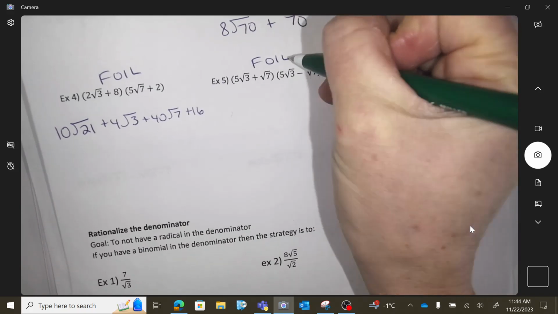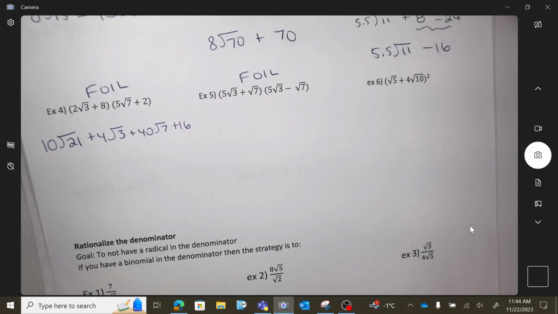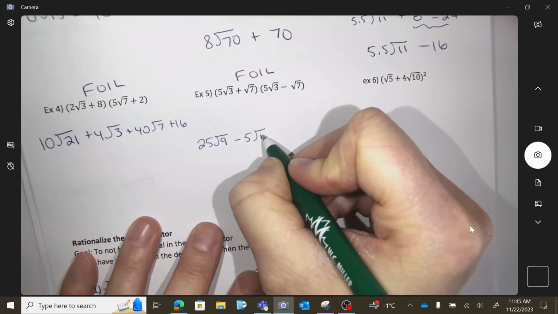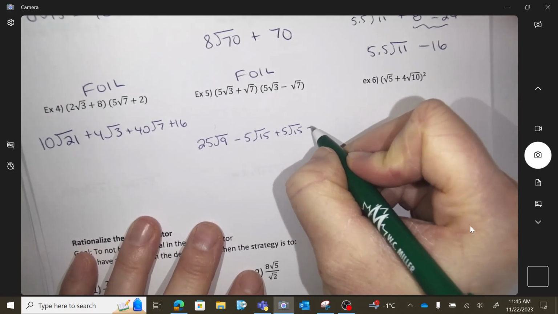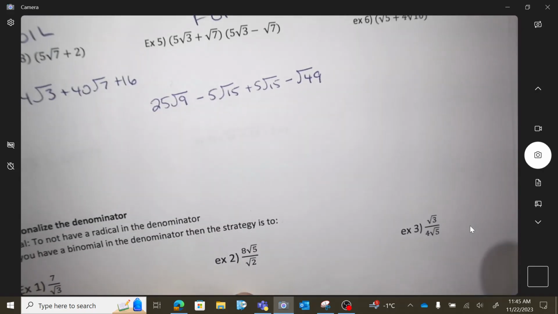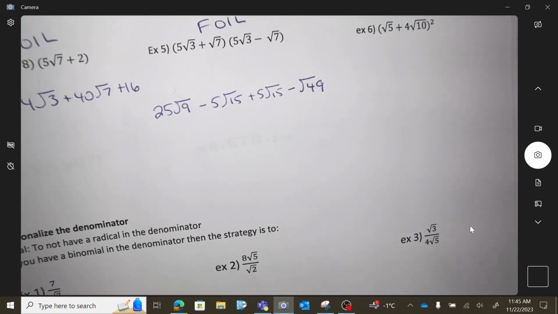Okay, number 5. FOIL. Okay, on your own and then check to see if yours matches. Okay, there's all the 4 pieces.